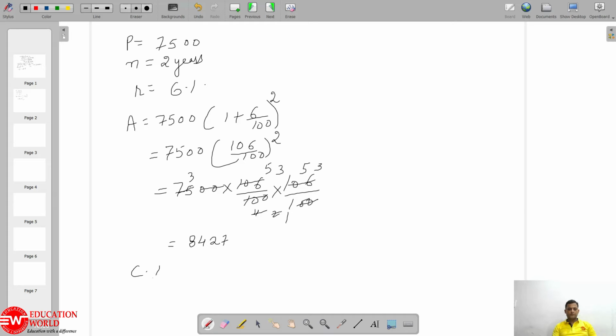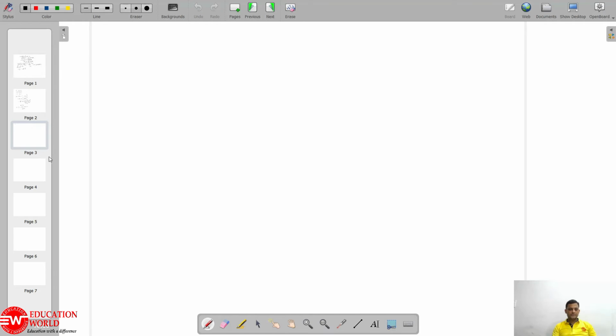Now for calculating the compound interest, 8,427 minus 7,500. So it will be 927. Okay, so this is the one case.